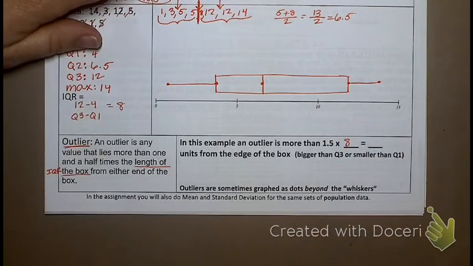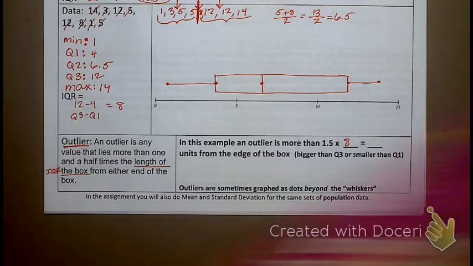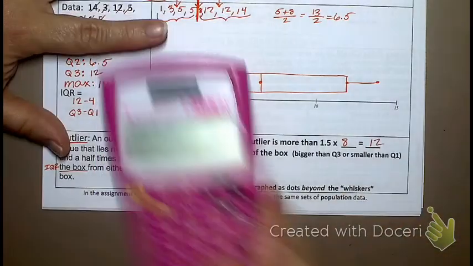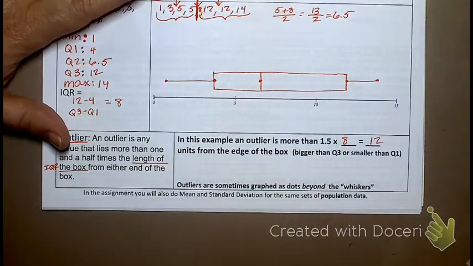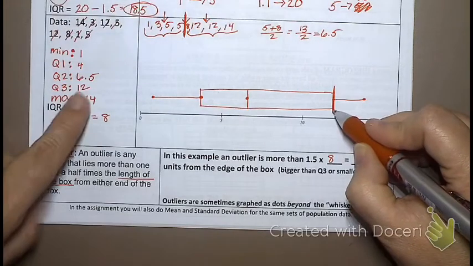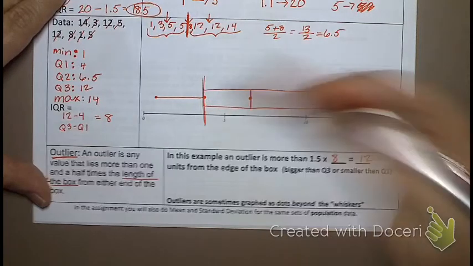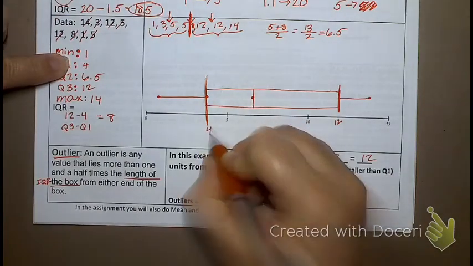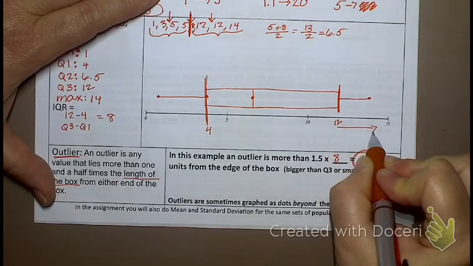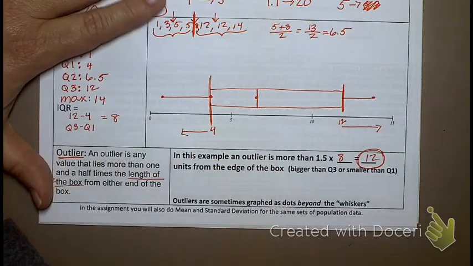What is 1.5 times 8? I don't have my calculator. 1.5 times 8 is 12. So, the way I determine if a number is an outlier is I look at where this end of the box is. This is at 12. And I look at this end of the box, which is at Q1, 4. And anything that is more than 12 units past here or 12 units past here would be considered an outlier.